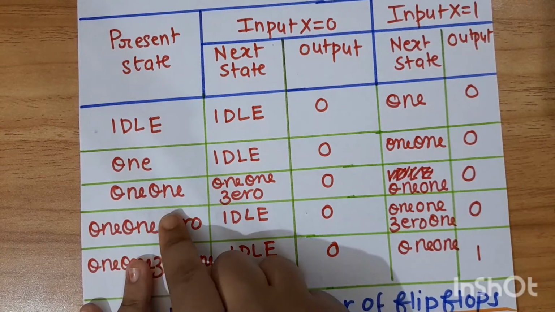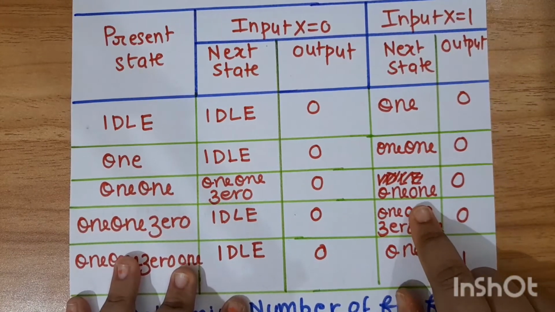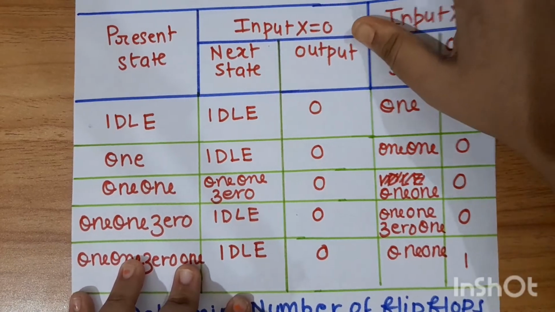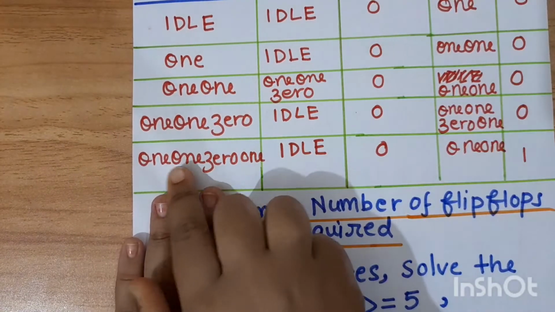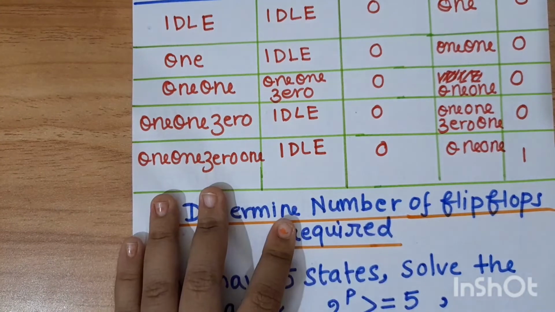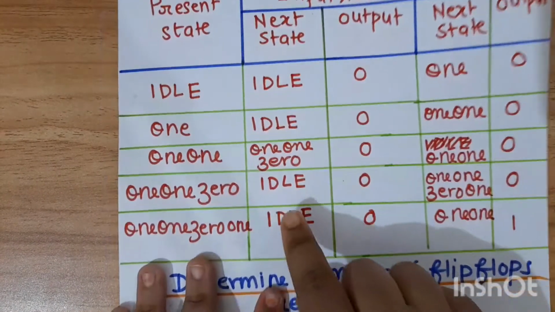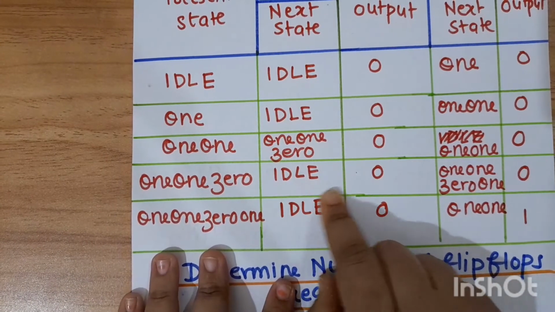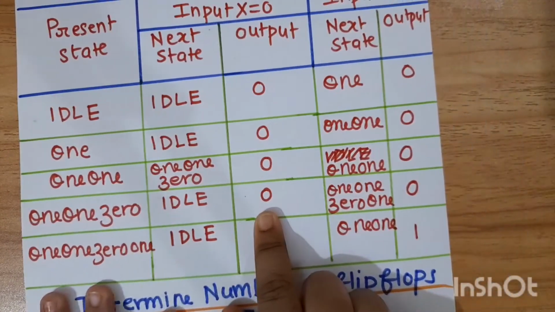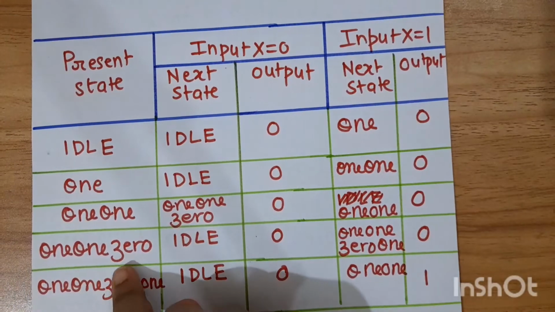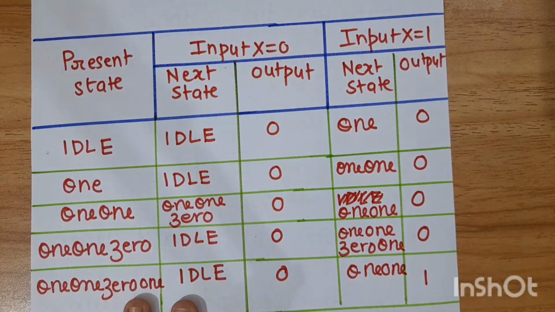Now the 1, 1 state would remain in the 1, 1 state only. Output is 0. Now in the 1, 1, 0 state, if I get the input x equal to 0, I move to the idle state and output is 0. If the input is x equal to 1, in 1, 1, 0, I move to the 1, 1, 0, 1 state. Next state output is 0.